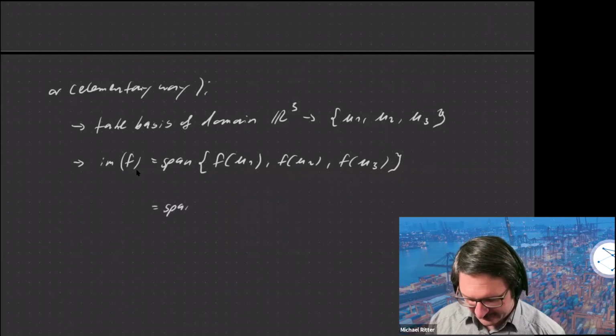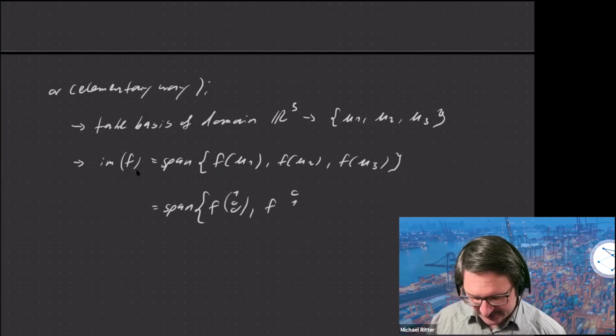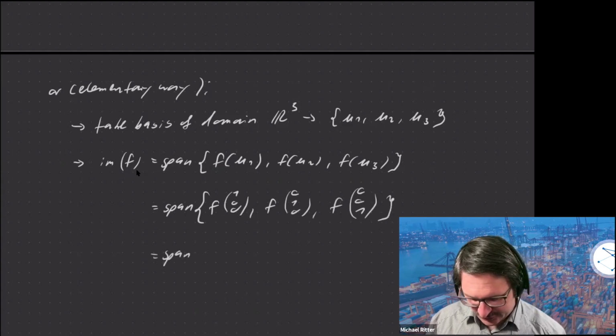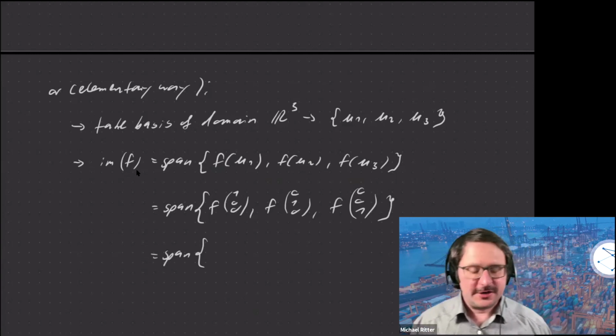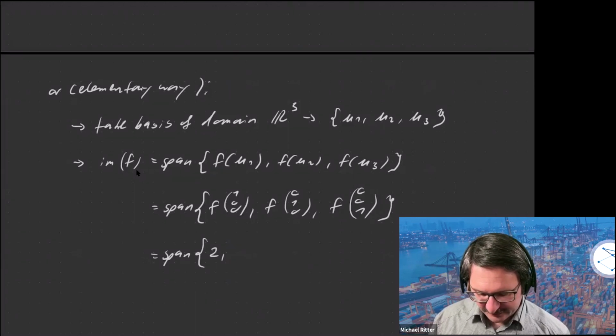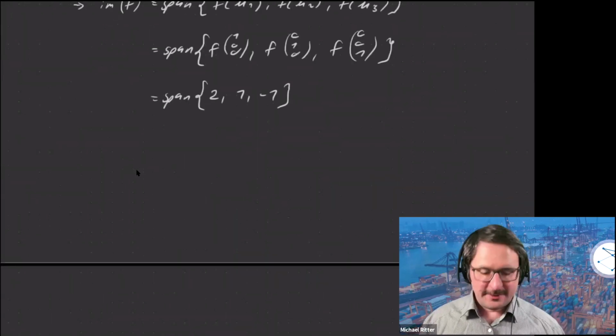So we have the span of f of u1, f of u2, f of u3. u1 is (1, 0, 0), u2 is (0, 1, 0), and u3 is (0, 0, 1). If you just substitute that into the function definition, f of (1, 0, 0) is 2, f of (0, 1, 0) is 1, and f of (0, 0, 1) is minus 1. So this will span the image.